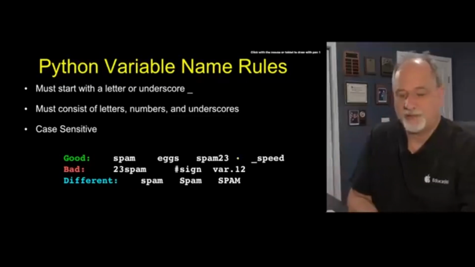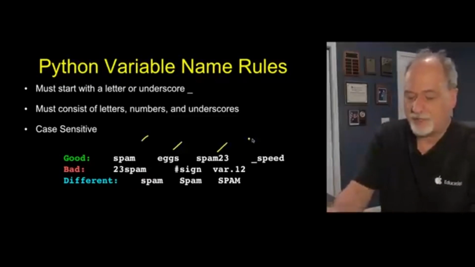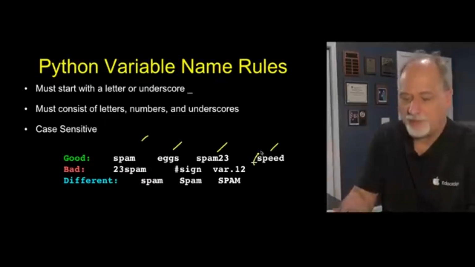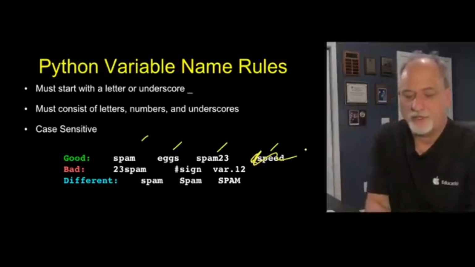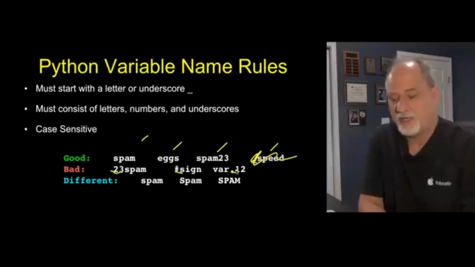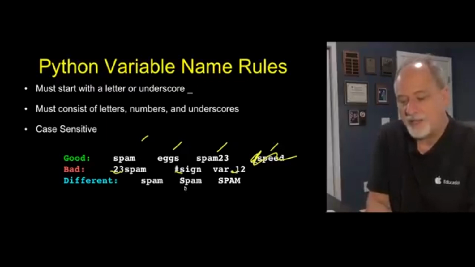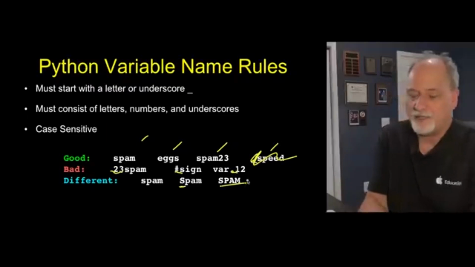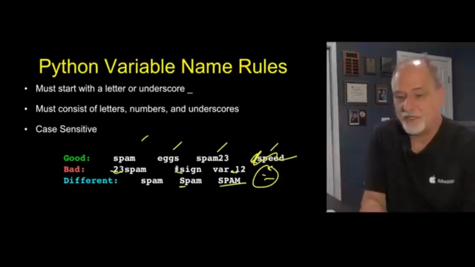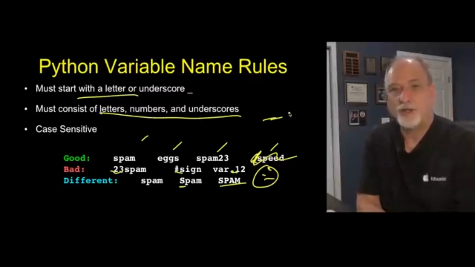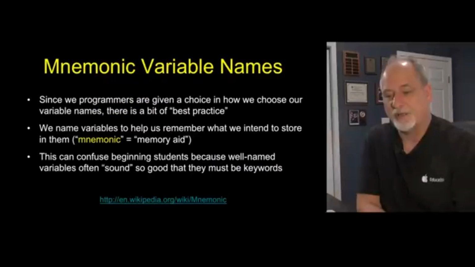So in this case, spam, eggs, spam23, and _speed are all totally legit. We would probably not use the underscore one unless Python told us to use that variable. 23spam starts with a number, #sign starts with a pound sign, and var.12 has a dot, which is not a legitimate variable character. And spam, capital Spam, and all-caps SPAM are different, but this is not something that you want to depend on too much. So that's just the naming rules. We tend to start them with a letter and then use letters, numbers, and underscores. Underscores, other than the first character, are pretty common, and you'll see those used a lot.